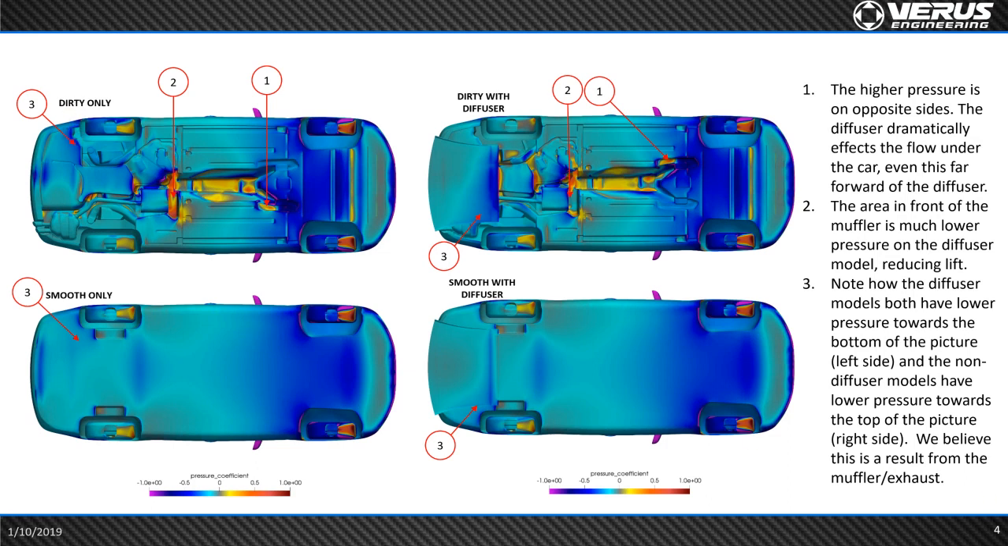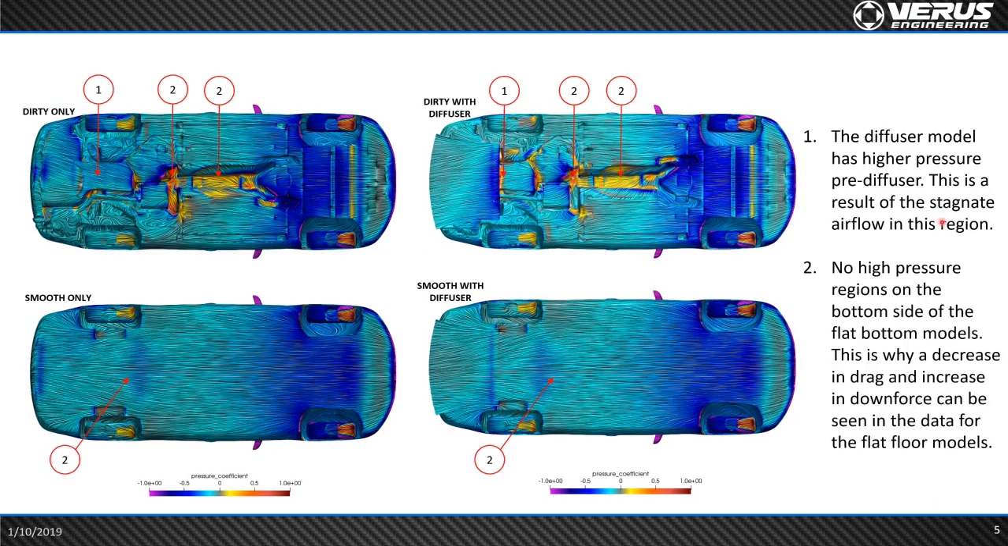And then on the next slide, we're also looking at pressure coefficient, but this is also with the wall shear stress lines. So you can see how the flow is acting here. The smooth underbody has pretty normal, pretty clean flow going all the way underneath the car, with the diffuser and without the diffuser. Now you look at the dirty one, it's a lot more complex, especially around these locations that I'm highlighting.